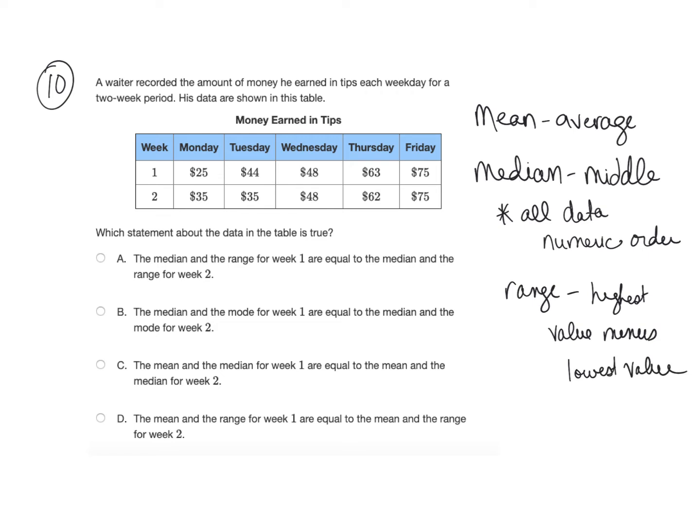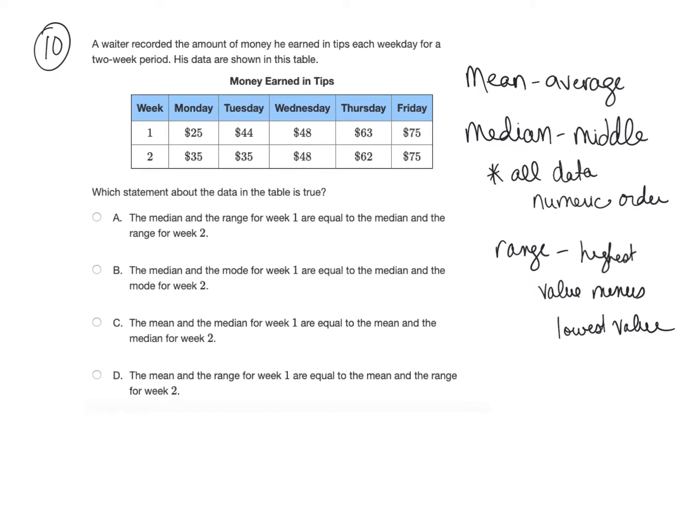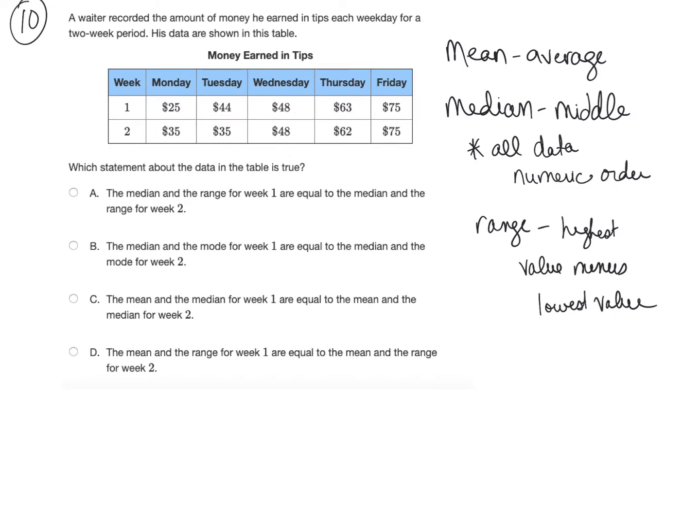Okay, so it says here, a waiter recorded the amount of money he earned in tips each weekday for a 2-week period. His data is shown below in the table. Now we have to determine which statement about the data in the table is true. So, process of elimination. Choice A: is the median and the range for week 1 equal to the median and the range of week 2? Well, remember, to get the median, we have to put these in order numerically.